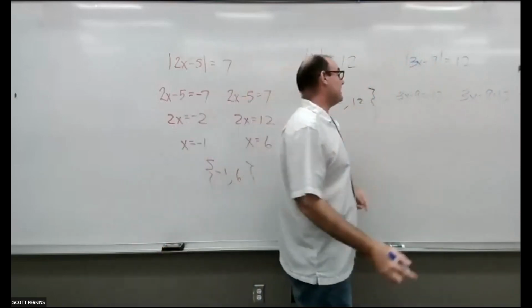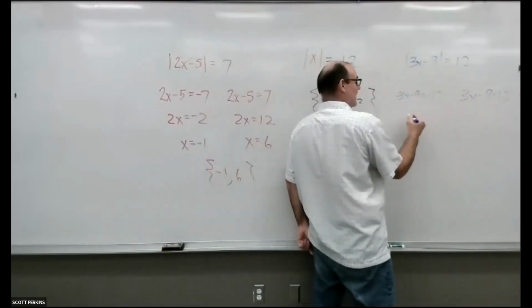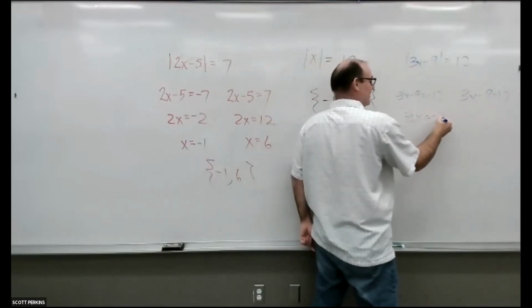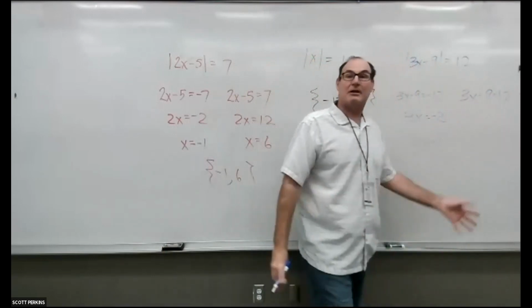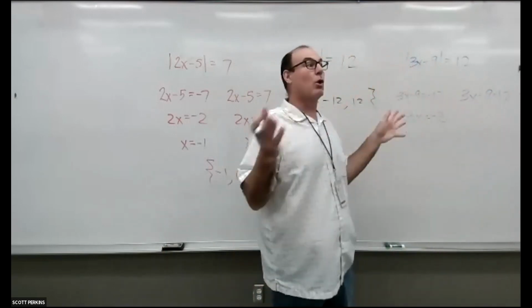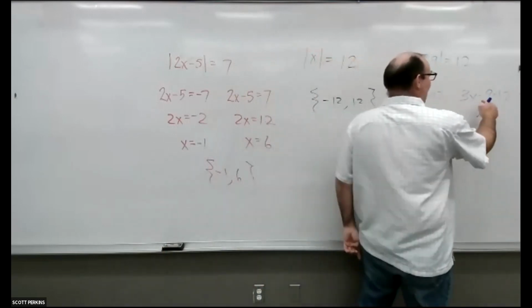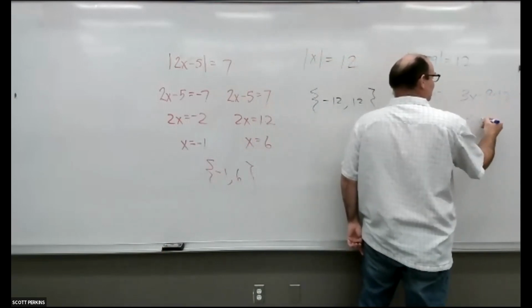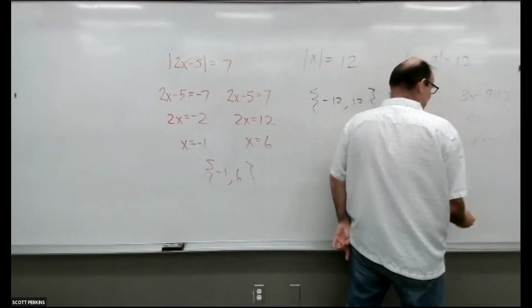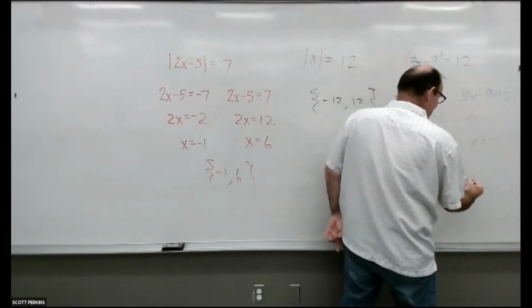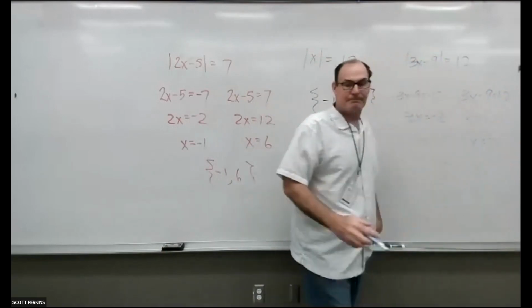So I'm going to solve both of these. First, I add 9 to both sides, and I get 3x is negative 3. Divide both sides by 3. My first solution is negative 1, and I'm going to leave that to you to check. It is going to work perfectly. And then I add the 9 over here. I get 3x equals 21. When I divide by 3, I get x equals 7. So my solution set is negative 1 and 7.